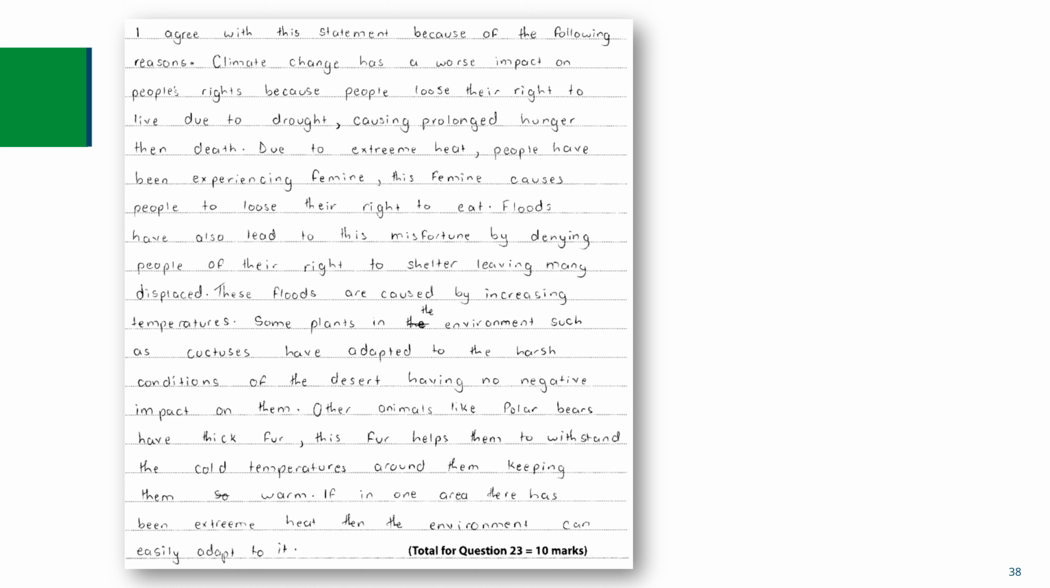Have a read through this first example now and decide which level you'd place it in, and perhaps even which mark. So read this now and press pause. Press play when you're ready for me to show you the mark that was awarded.